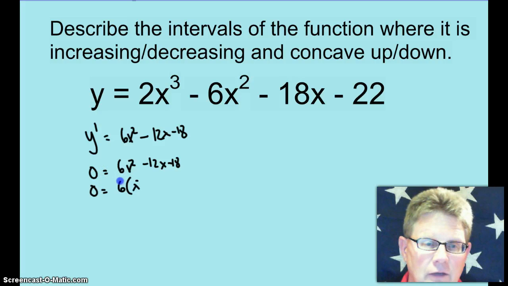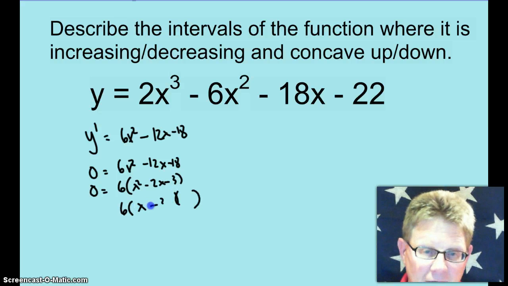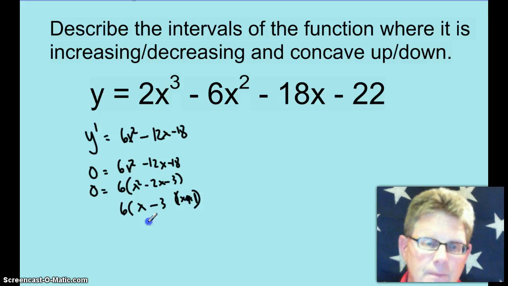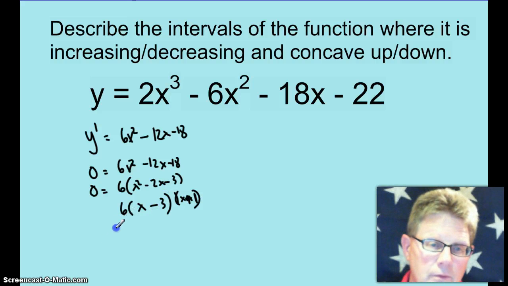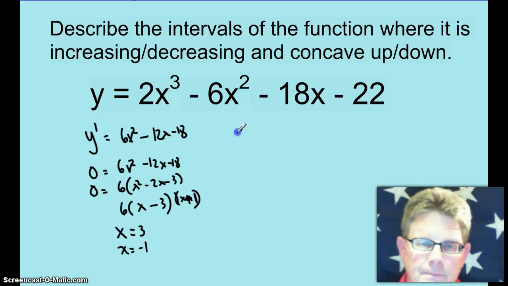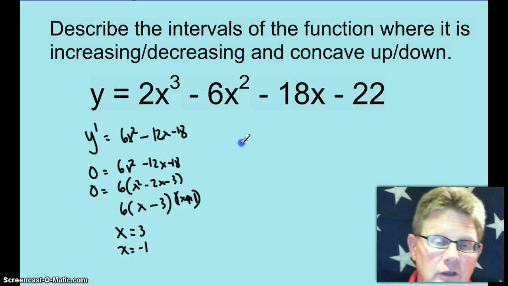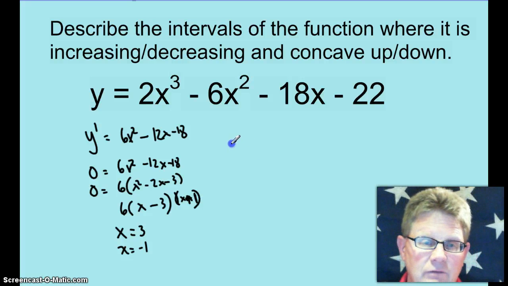Factor out a 6. X squared minus 2x minus 3. That can be factored into x minus 3 times x plus 1. So x equals 3 or x equals negative 1. Those are possible points where it could switch from increasing to decreasing or concave up to concave down.